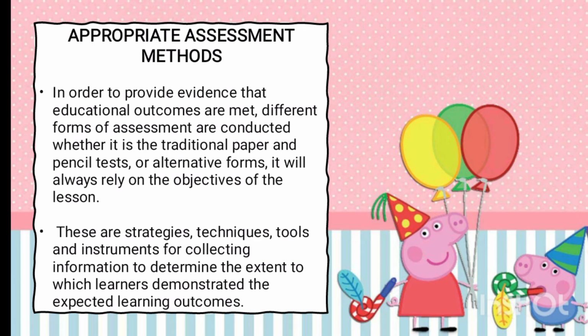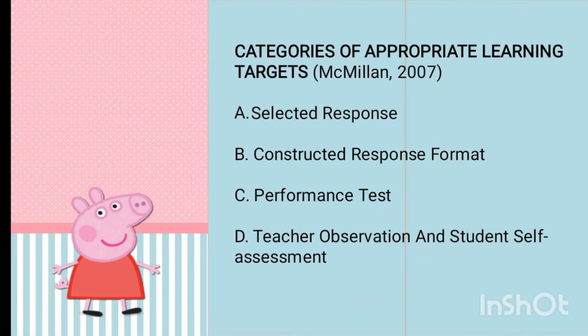They tell us what students learned, how they learned it, and where they struggle. We have four categories of appropriate learning targets. Letter A, selected response. B, constructed response format. C, performance test. And D, teacher observations and student self-assessment. This will be discussed by the next reporter.